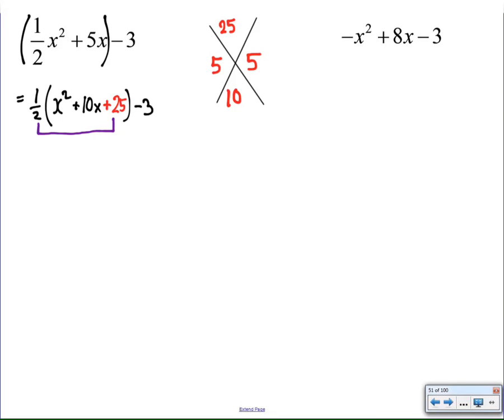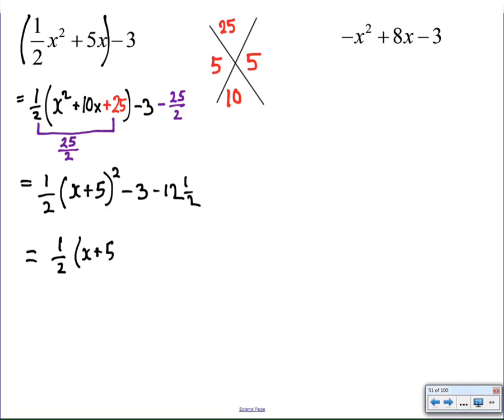The net value that I actually added to the expression is 25 halves. So basically take half of 25. The rest is factor the trinomial and collect like terms. Now we're in vertex form.